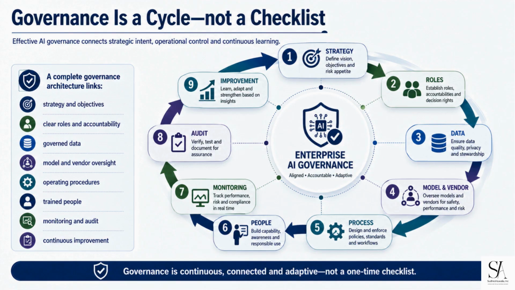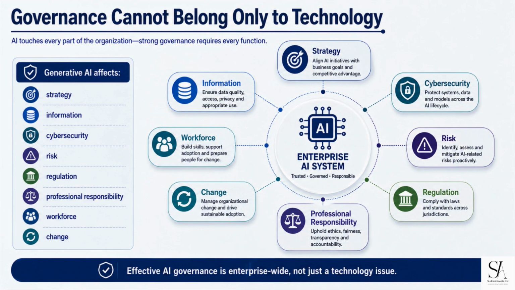The sequence also shows why governance cannot belong only to the technology department. Decisions about generative AI increasingly touch business strategy, information management, professional responsibility, cybersecurity, risk, regulation, workforce capability, and organizational change. This brings us back to the question with which this video began. Under what conditions can generative AI be trusted to operate?